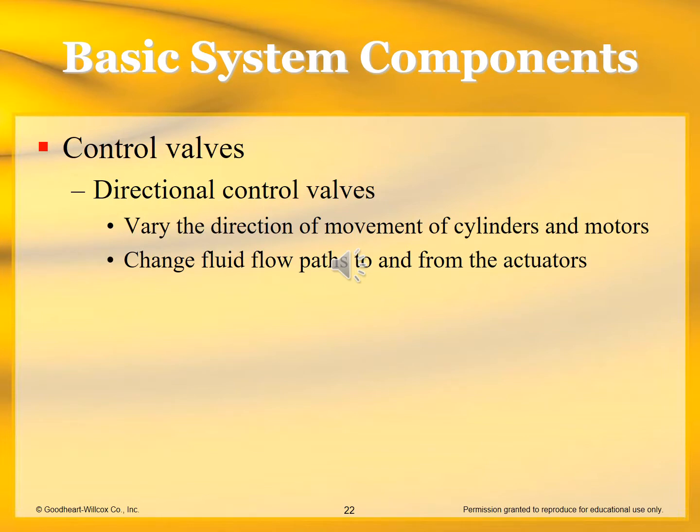Control valves. The first one we're going to talk about is the directional control valve. This controls the direction of the movement in the cylinders and the motors. Remember that picture of the cylinder? We can use a control valve to apply high pressure on one port and low pressure on the other, or we can switch it around using a directional control valve: high pressure on the other port, low pressure on the different port. It changes the path to and from the actuators.